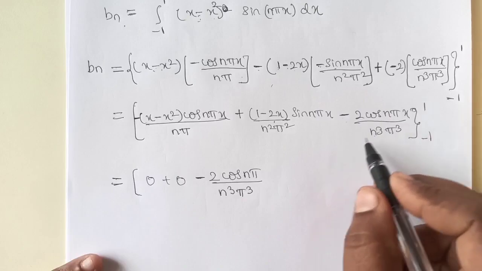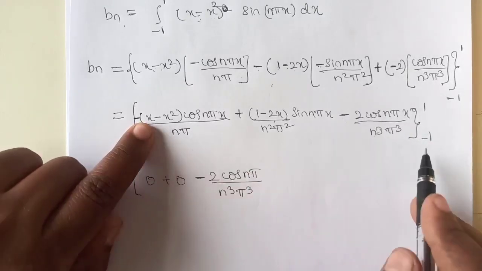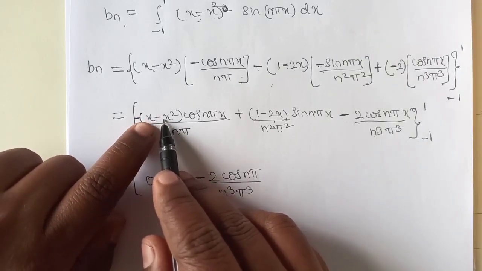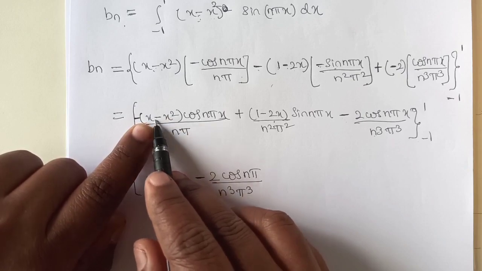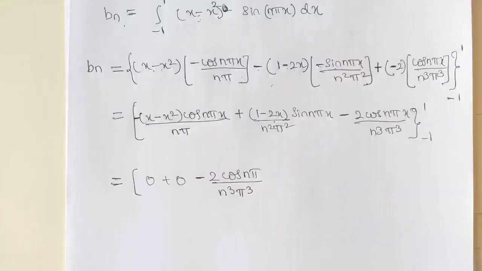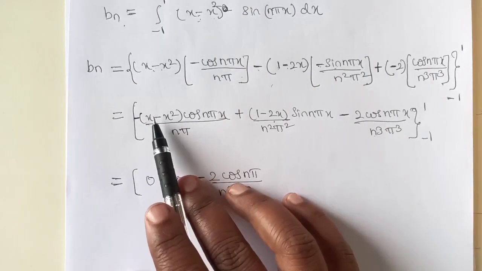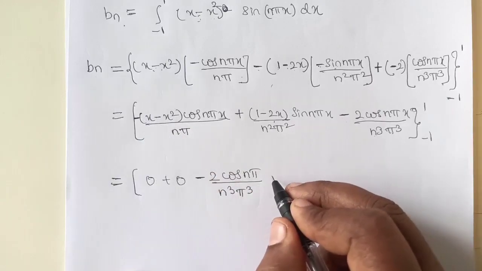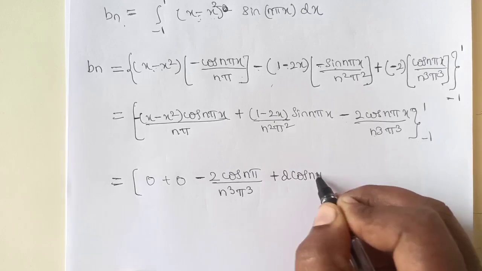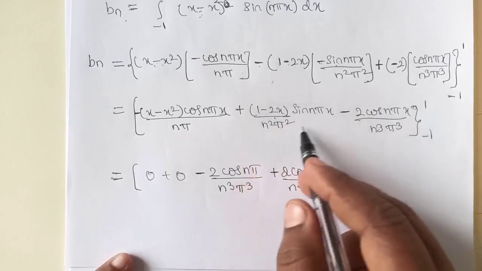Next, applying the lower limit, again this term: minus 1, here minus 1 minus 1 square is equal to plus 1. Plus 1 minus 1 cancels, we get 0. Sorry, here we get minus 1, which is equal to minus 2. Minus 2 into 2 is minus 1, which is equal to plus 2 cos n pi divided by n pi. Next, this term becomes 0.